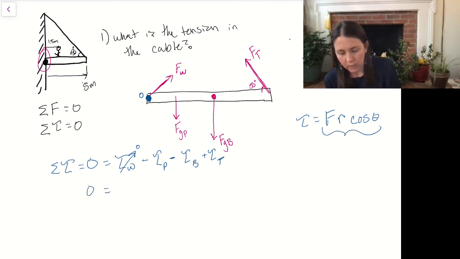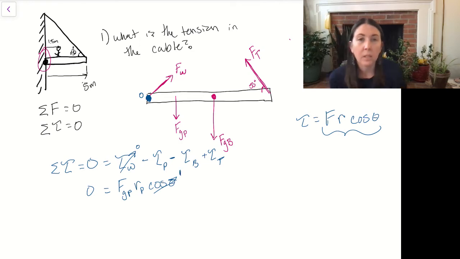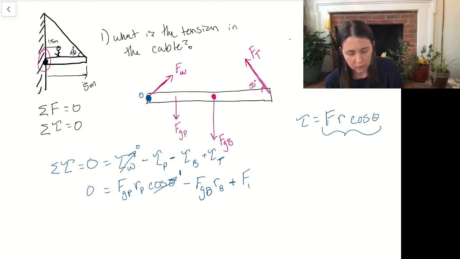0 equals the force of gravity on the person times the radius of the person, cosine theta. In all of these cases, this cosine of theta is 90 degrees, so that goes to 1. So I'm just not going to write it for the rest of them. The force of gravity of the beam times the radius of the beam, I'm just going to call it RB, plus the force of tension times the radius of the tension.